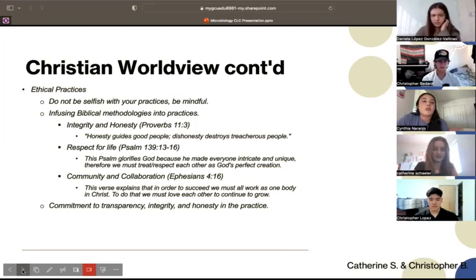Second is respect for life. The psalm that was placed here, while the quote isn't directly on the screen, glorifies God because he made everyone intricate and unique. And so we must treat each other with the respect that God has made us perfect and unique, and that we all have intrinsic value because of that. And then the third, community and collaboration, from Ephesians 4:16, talks about that in order to succeed, we must all grow together as one body in Christ, which is what God intended for us to be when he created us, to all come together and work together in community.